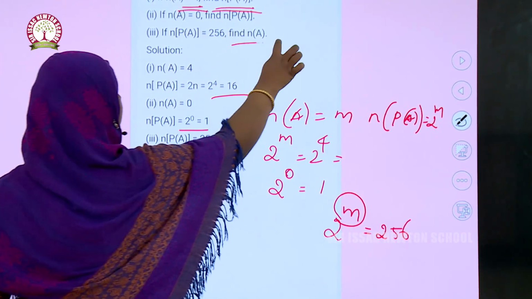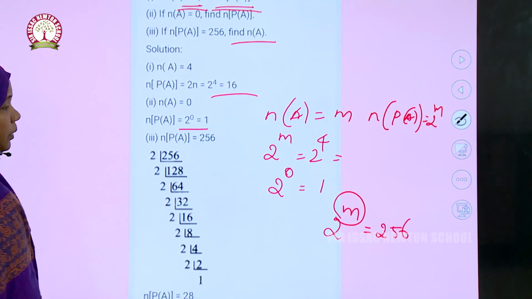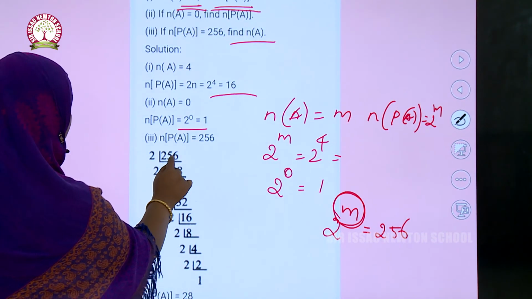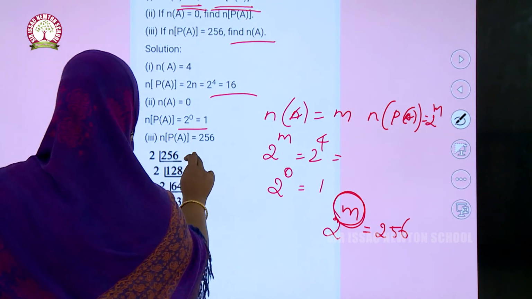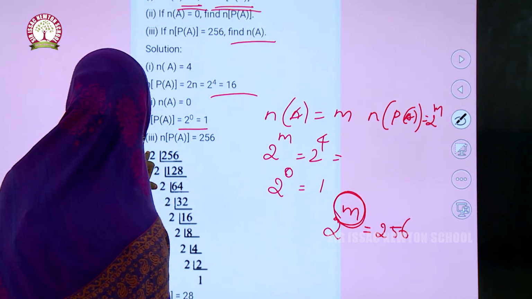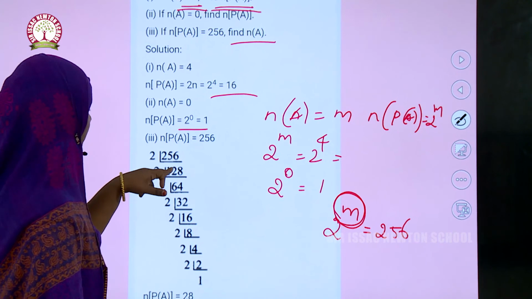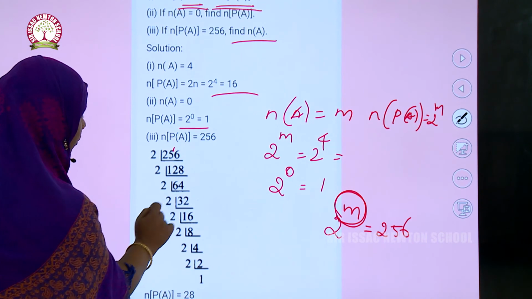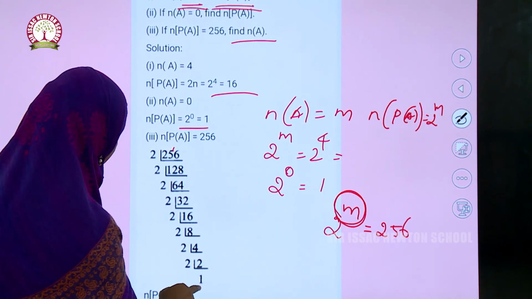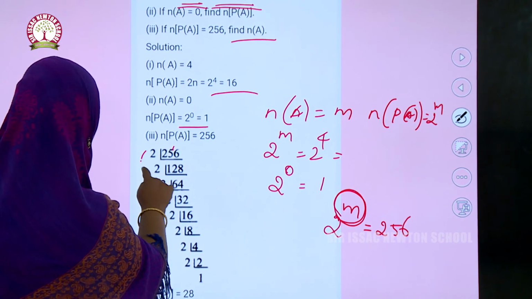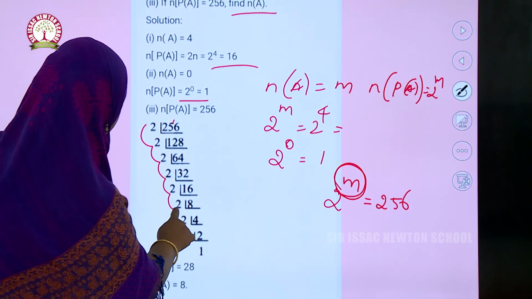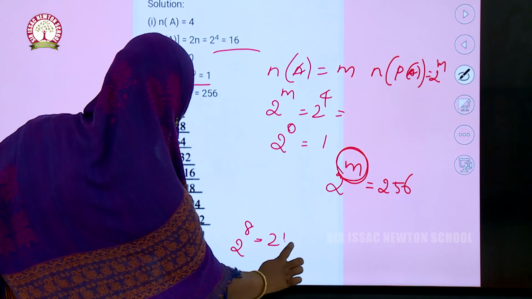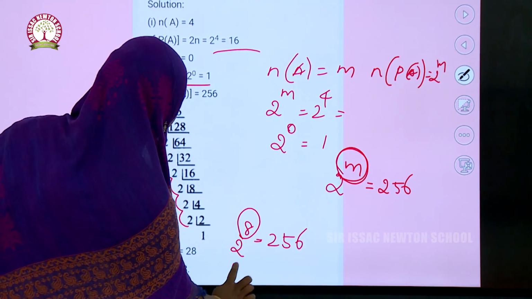We are going to find what n of A is. So how do we find the value of m? Factorize it. See, 256: 2 1s are 2, 2 2s are 4, 2 8s are 16, 2 6s are 12, 2 4s are 8. Find until we get 1. So how many times? 1, 2, 3, 4, 5, 6, 7, 8. Therefore 2 power 8 is 256. Therefore our m value is 8.